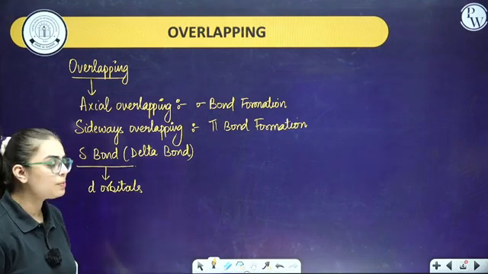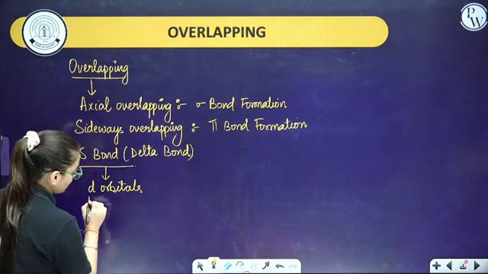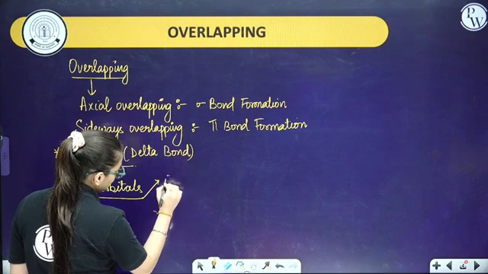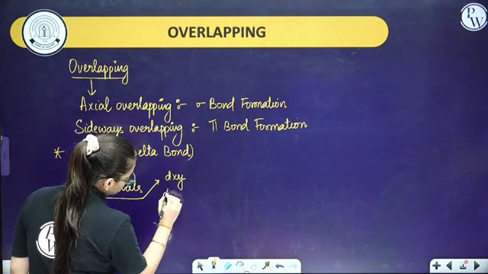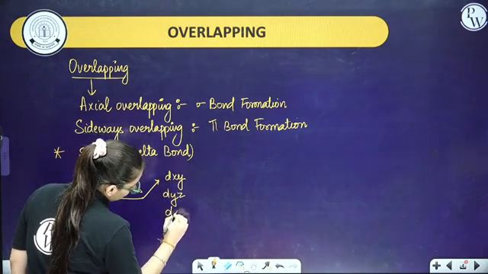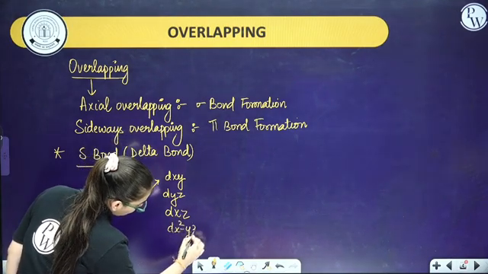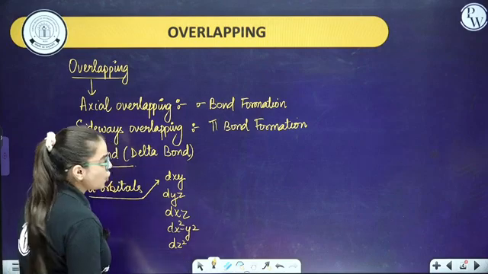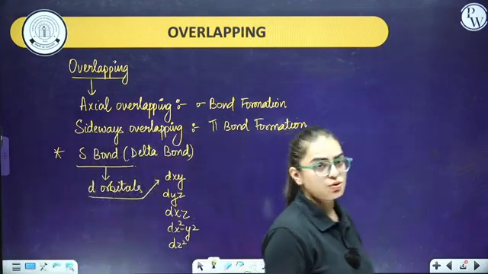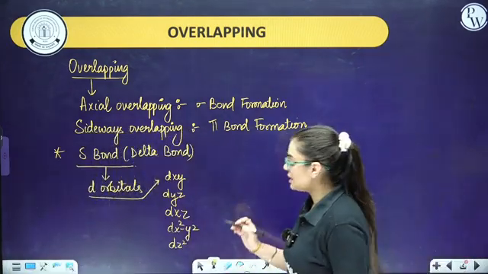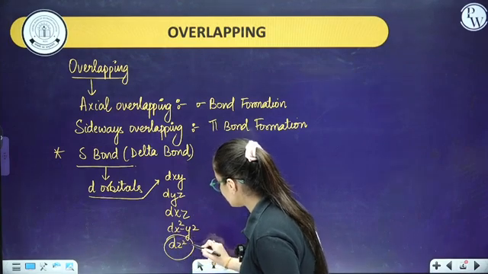And among d orbitals also students, we very well know that there are various kinds of d orbitals such as dxy, dyz, dxz, dx square minus y square and dz square. Among all of these d orbitals students, let me tell you that delta bond formation does not take place in dz square.